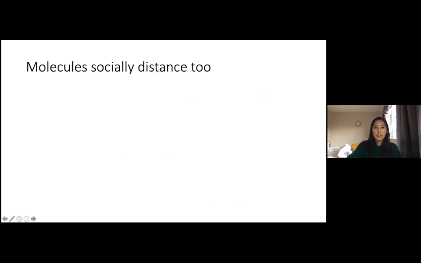So the way I like to think about this is that molecules like us want to socially distance, or I mean, we don't want to socially distance, but right now we have to. So they like to be as splayed out as possible. I like to think about this like rows of seats in a movie theater. If you have 3 rows of seats, it's much more ideal to have 15 people spread out over those 3 rows rather than have them all in one row.